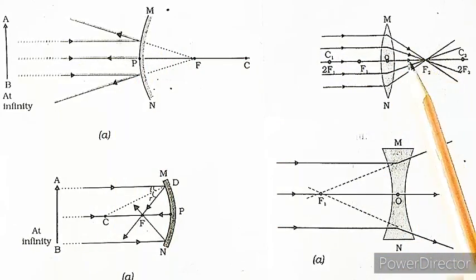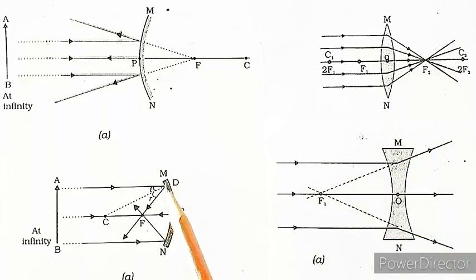And here, this is a concave mirror. The rays of light after reflection, they meet at a point. That means they converge. So they are converging mirrors. Whereas if you go for the concave lens, the rays of light after refraction, it emerges out. That is, they are diverging lenses.